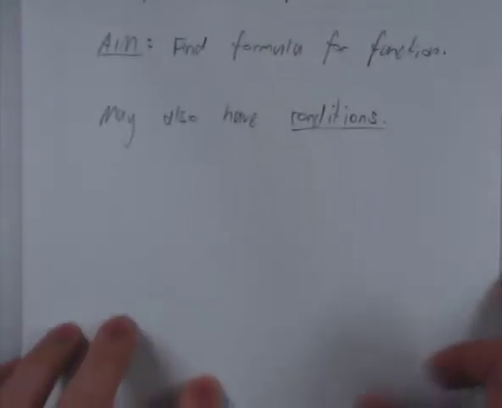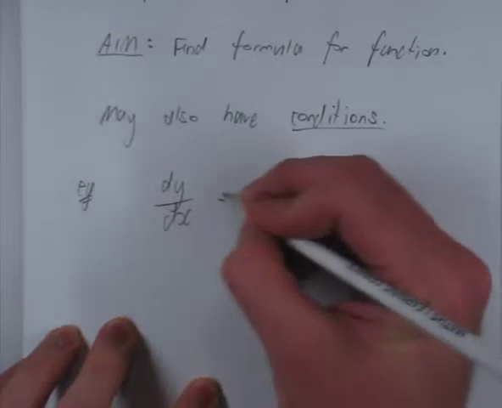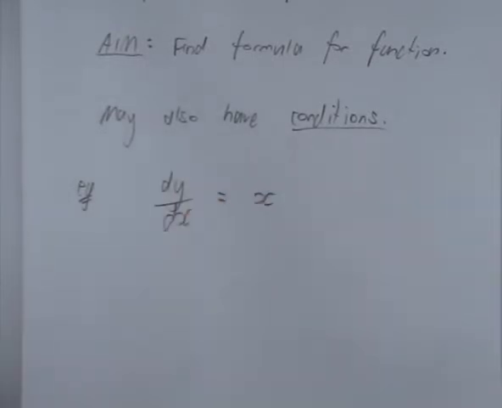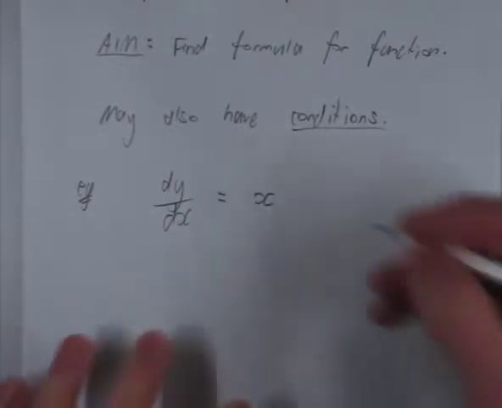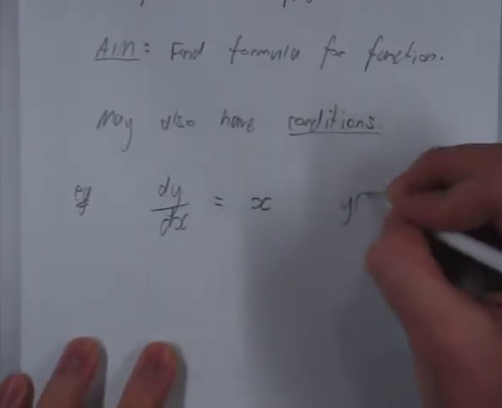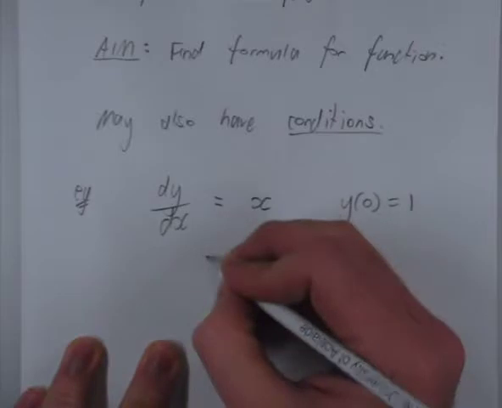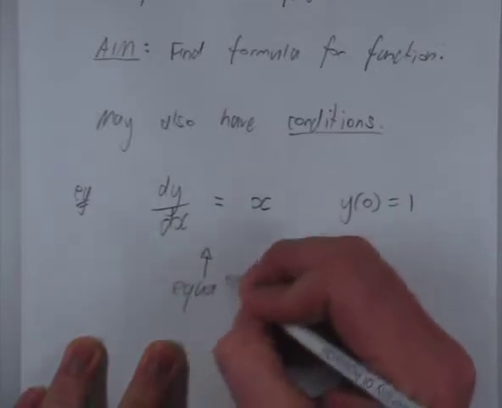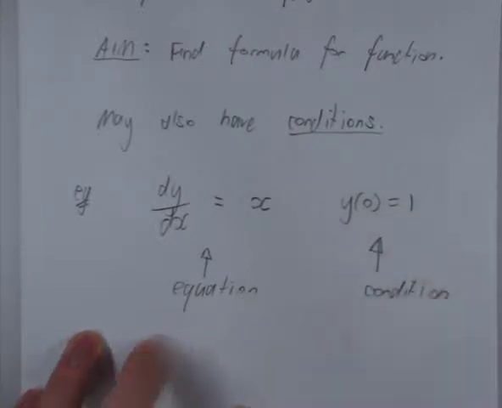Okay, so as an example, we might have dy/dx = x. That's the differential equation. It has a derivative in it. And you might have the condition that, for example, y(0) = 1. So this here is the equation, and this here is the condition. Usually you'll need more than one condition if you've got more than one level of derivative.